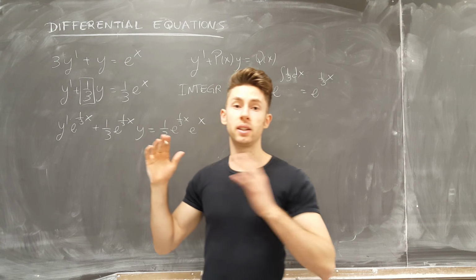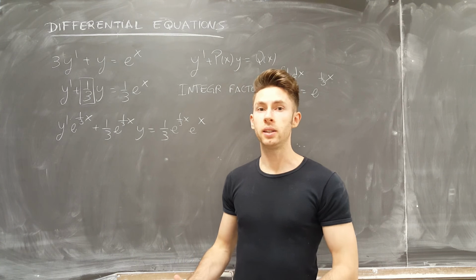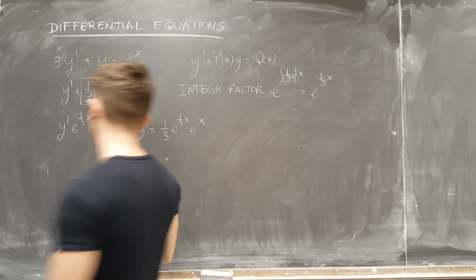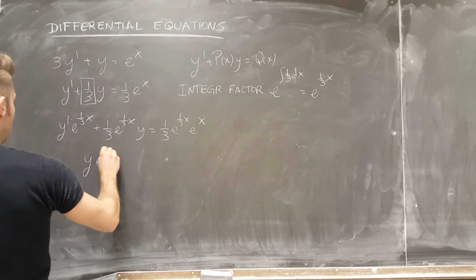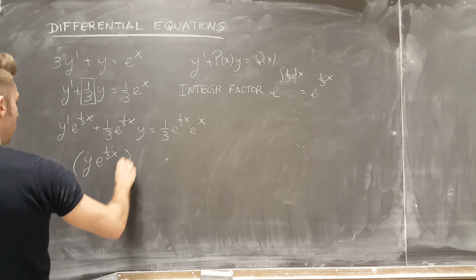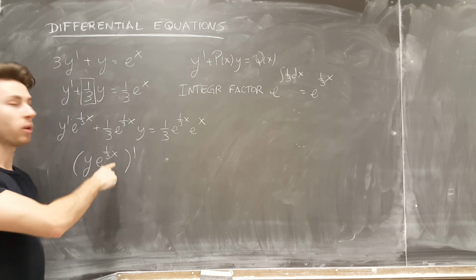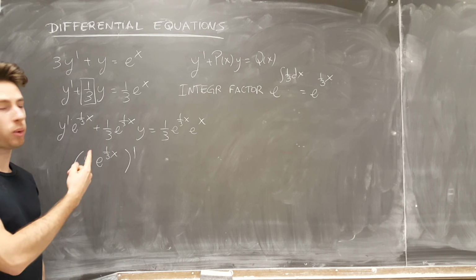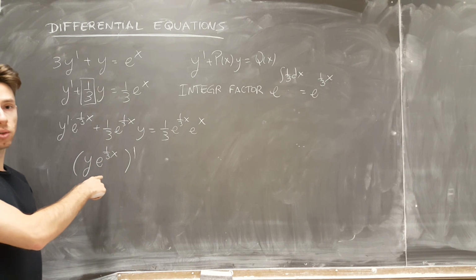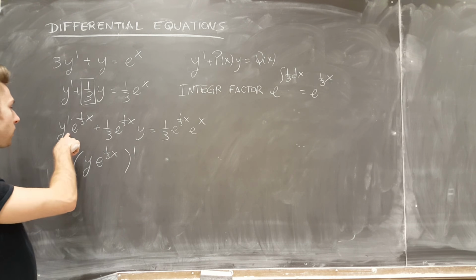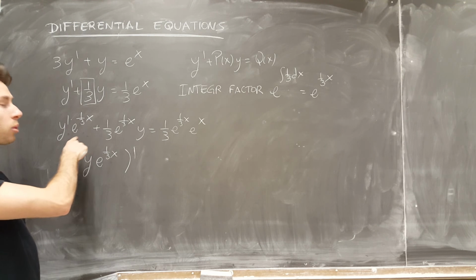And now, the whole point of the integrating factor is that we should be able to see this side as the derivative of a product. Is it? Well, yes. It is the derivative of y times e to 1/3 x, and we can check it real quick. Use the product rule, so first differentiate y times e to 1/3 x, that's what we have here.